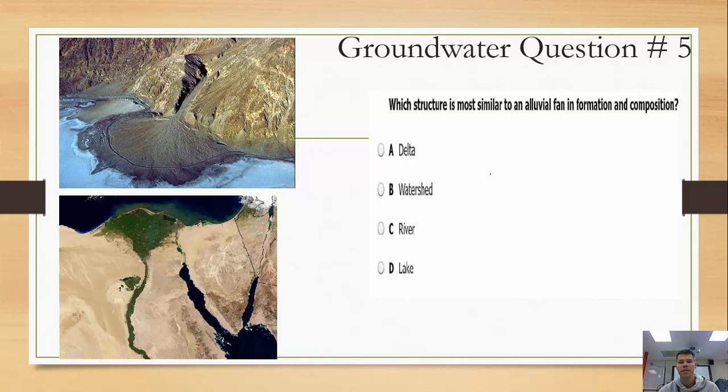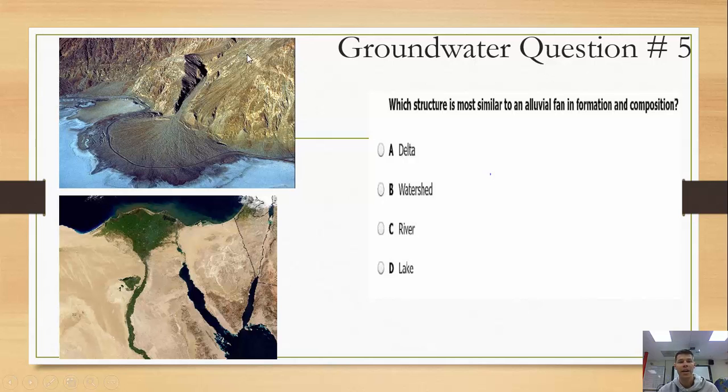So which structure is most similar to an alluvial fan in formation and composition? Our top picture here, this is an alluvial fan. And this is where at the base of a mountain, we have a lot of sediments that are deposited.